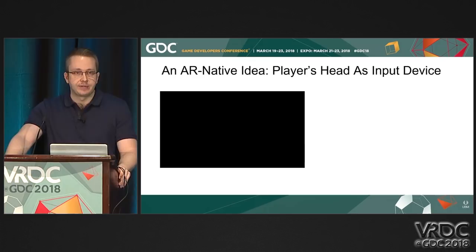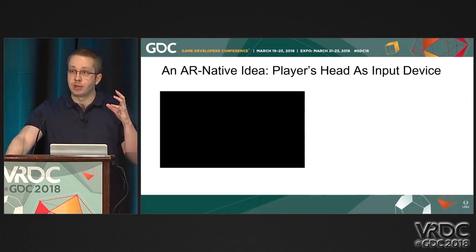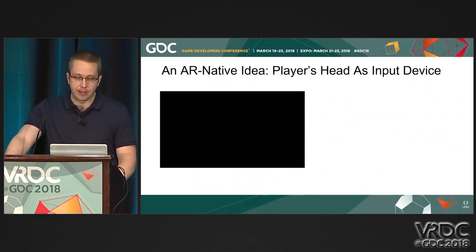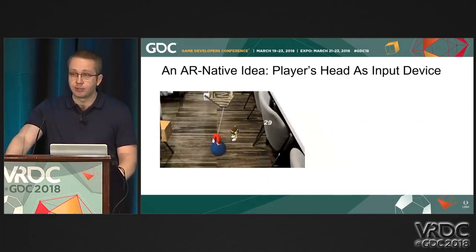So far, my ideas that I've shown are not necessarily AR native. They're just adaptations of existing games. But one thing that came to mind is that you have a lot of information about where the player's head is at any given frame. So why not use that as an input device?